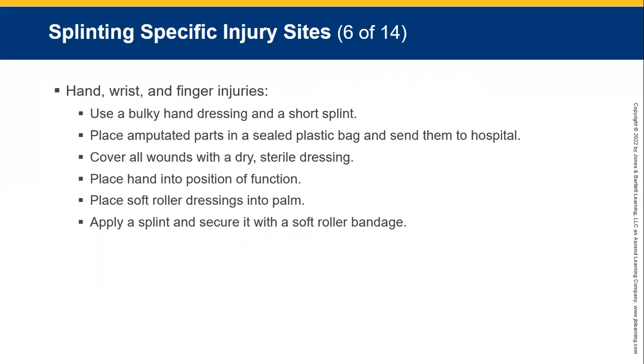Always remember, with finger injuries, use individual dressings around each finger. If the wound is open, in other words, there's no blood or anything like that, you always place a wet dressing, keep it as sterile as possible. We would use things like burn shield with burn wounds on fingers, and always keep the hand in a nice, comfortable position, and place soft roller bandages underneath the palm if necessary. Apply a splint to secure it with a soft roller bandage.